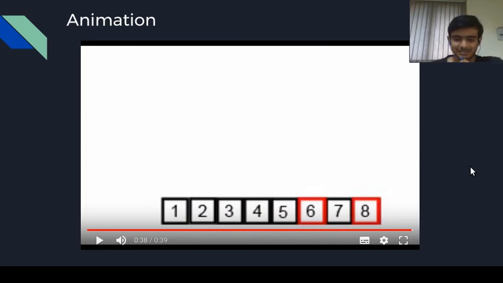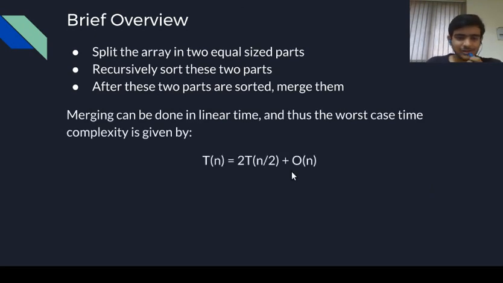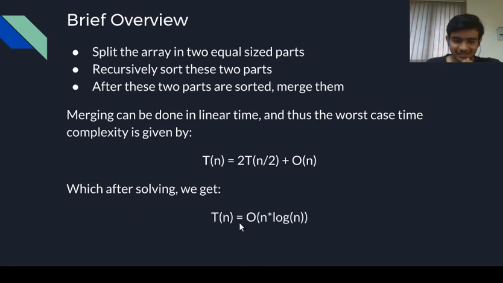So let's now go to complexity analysis. For the time complexity, if we work it out, we can write a recursion of the form: time taken for sorting an array of n elements is 2 times the time taken to sort an array of n by 2 elements, plus order n. This order n is for merging those two arrays, which I asked you to believe me to be order n, and the 2T(n/2) term is just the recursive calls that we make. After solving this recursion we will get that T(n) is order n log n.